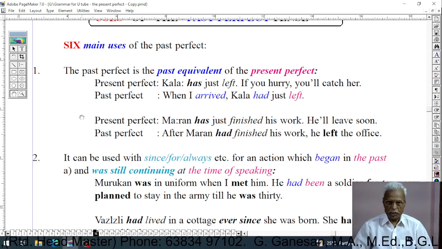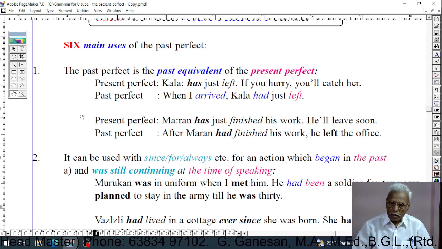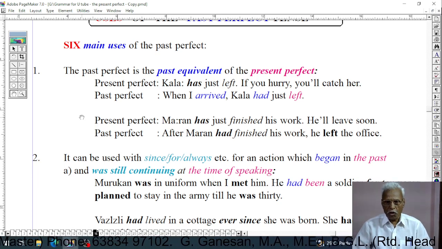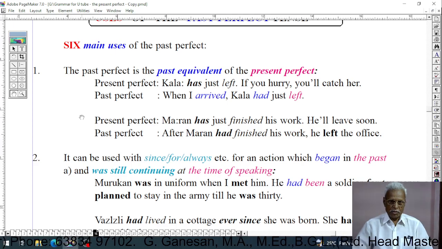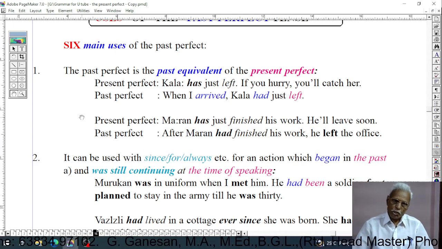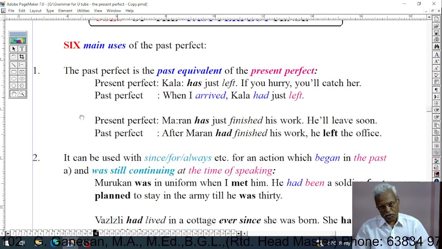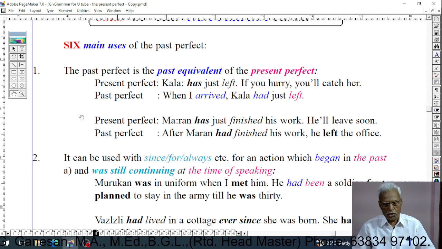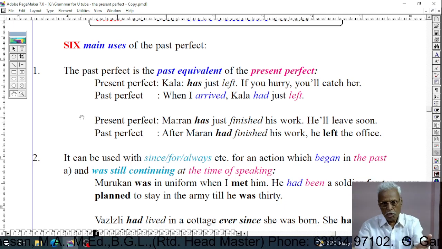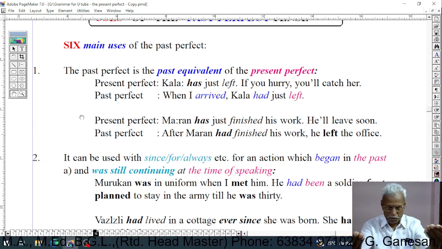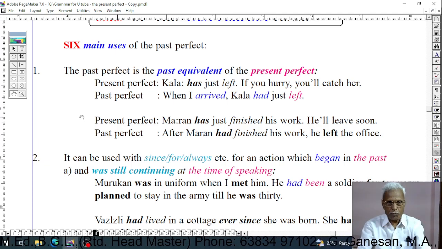See, present perfect: Kala has just left. If you hurry, you will catch her. She has just left. Past perfect: When I arrived, Kala had just left. The present perfect has its past equivalent in the past perfect.